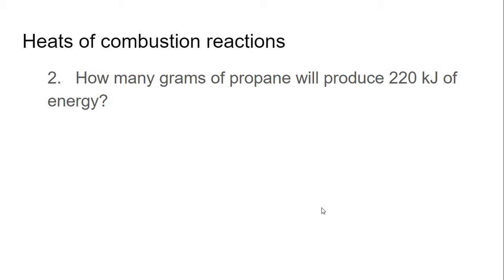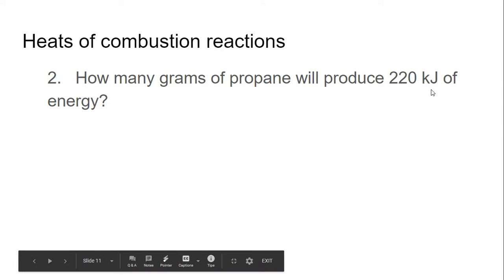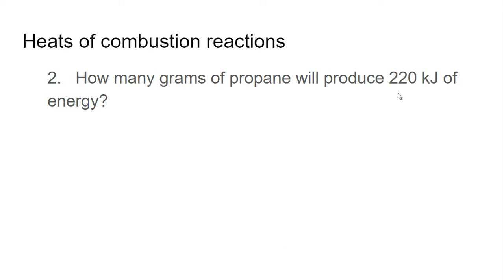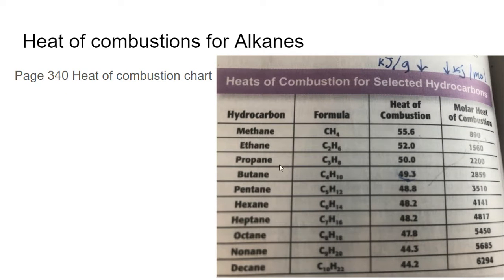Second type of problem is more difficult. You get students who usually have more difficult time with this one. This one is how many grams of propane will produce 220 kilojoules. So now it's asking how many grams do you need to produce so much energy, which is just the reverse of what we just did. So we're going to find propane. It's 50, nice round number, 50 kilojoules per gram.